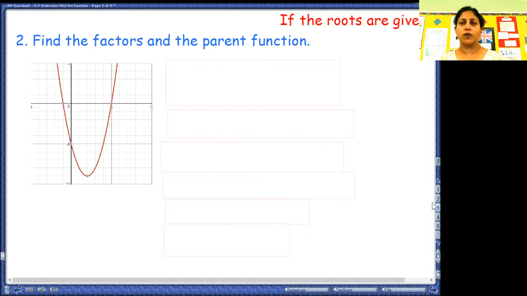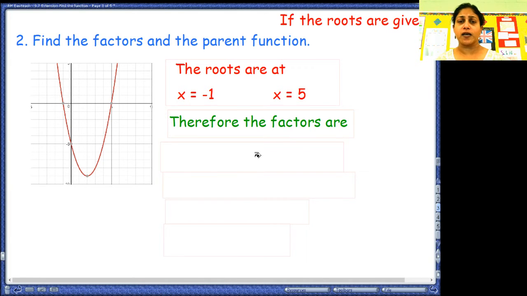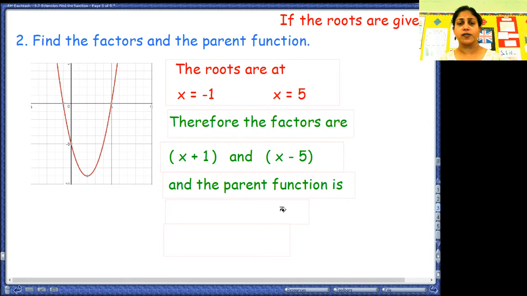So now that we know the equation of the axis, we're going to use the roots to find the actual function. Now, since we already know that the roots are at -1 and +5, you need to think back on how you were able to find the roots. Remember, we had simple equations that we had solved. Therefore, the factors are going to be those two equations, x plus 1 and x minus 5. And the parent function is going to be when you multiply the two factors. So we're just doing this in the reverse order.